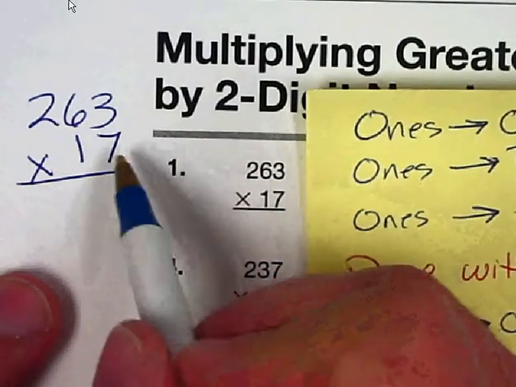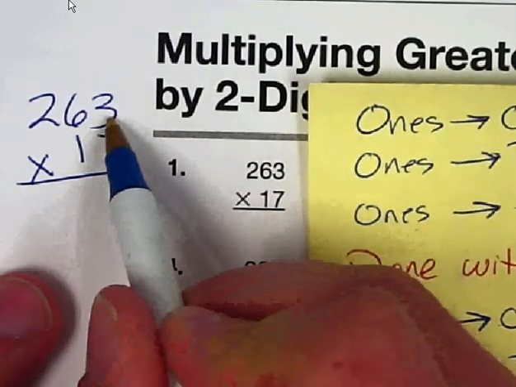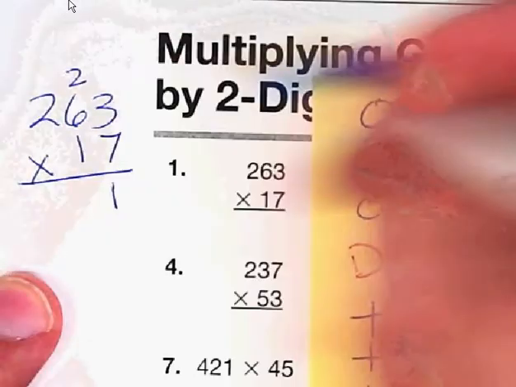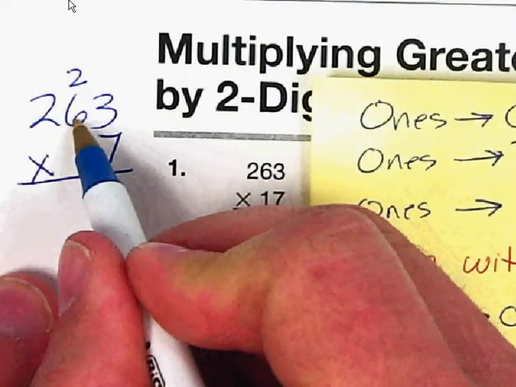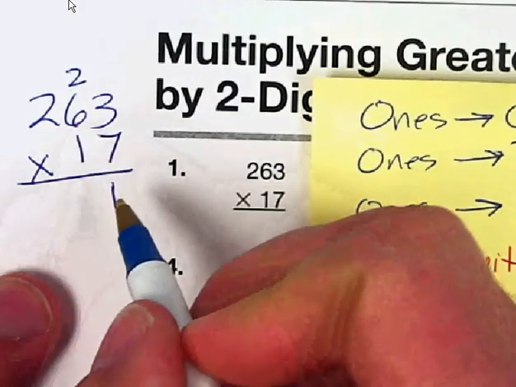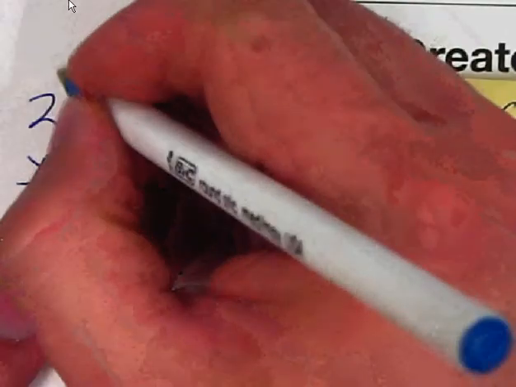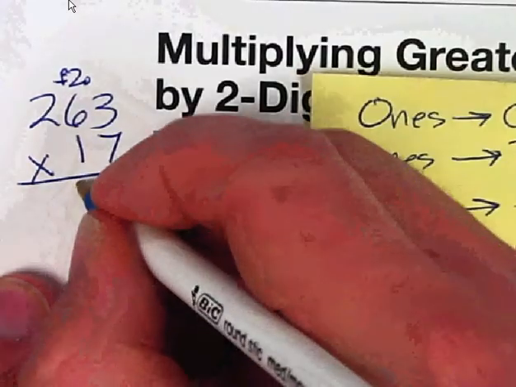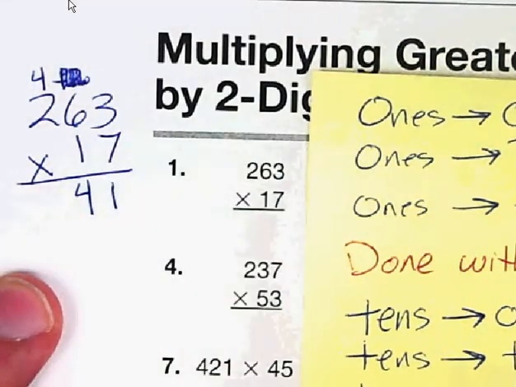We're going to start with ones to ones. So 7 times 3 is 21. I put my 1 and I carry my 2. Then I go ones to tens. So 7 times 6 is 42. But don't forget to add those 2 up here. So 43, 44. So I'm going to put my 4 and carry my 4. Now I like to cross these out so I know I've added them already. That way I don't get confused.